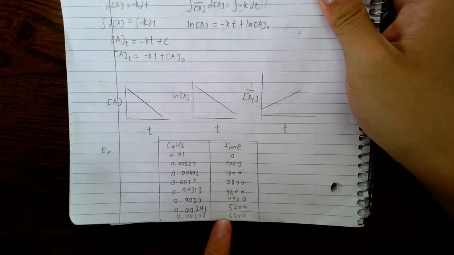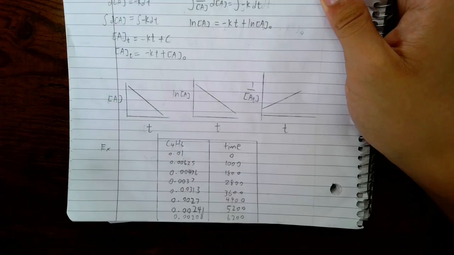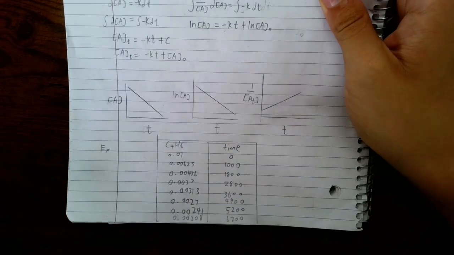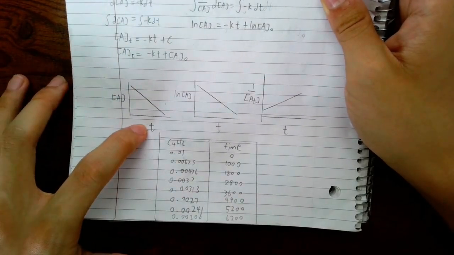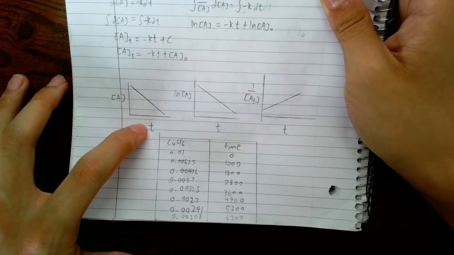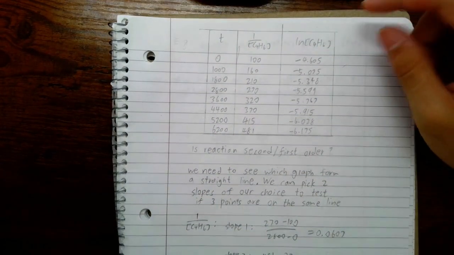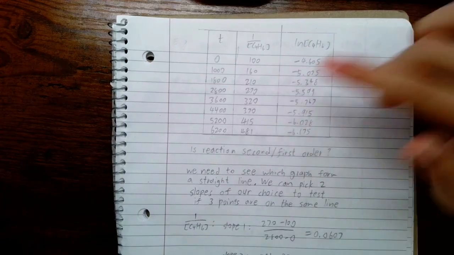We can quickly tell that this is not a zero order reaction because the slope is obviously not constant. Recall that the concentration and the time must have a linear relationship, but it's not the case over here. So if we want to tell if the reaction is first order or second order, you need to create a table of these.